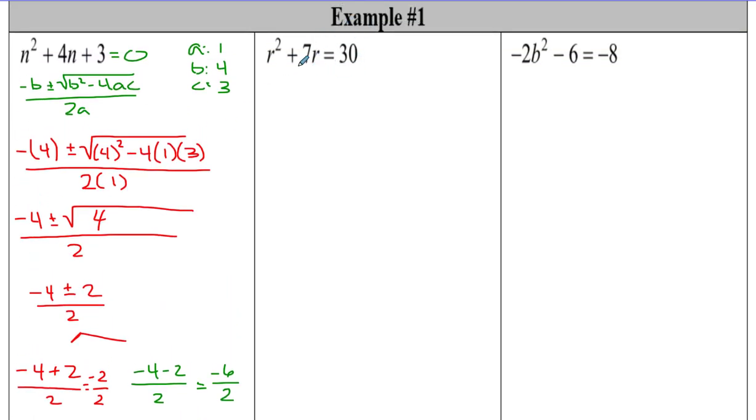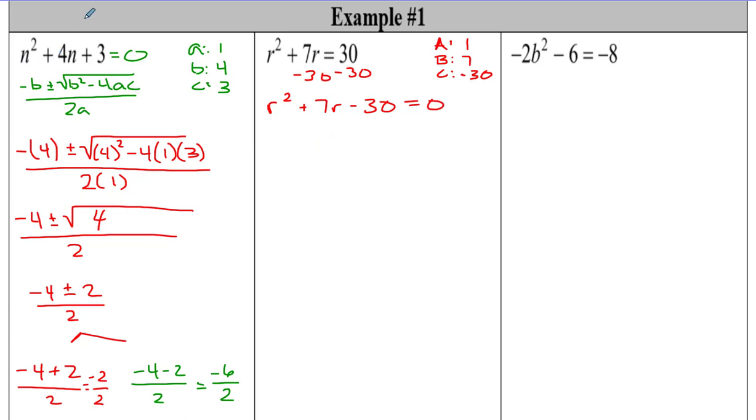Alright, looking at example number 2, it does not look like we are in standard form, so I need to move everything to one side, and I do that by subtracting 30 from both sides. So that's going to give me r squared plus 7r minus 30 equals 0. Now that I have my standard form, I want to go ahead and find my a, b, and c values. I have an a value of 1, a b value of 7, and a c value of negative 30.